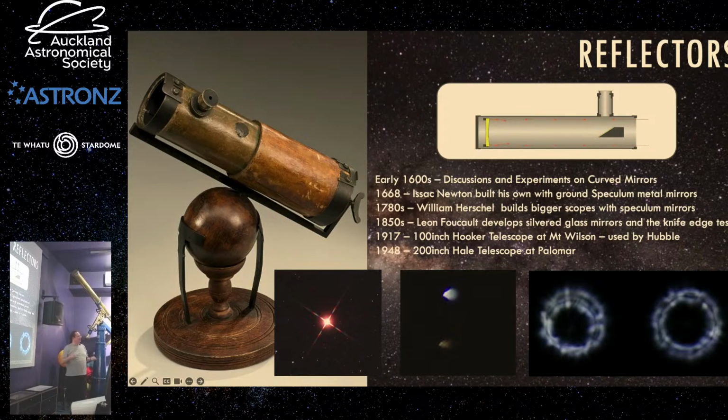So if you're picking them up, throwing them in the car, taking them out somewhere to observe, you become very familiar very quickly with how to do a collimation. So that is a bit of a disadvantage of that sort of telescope.